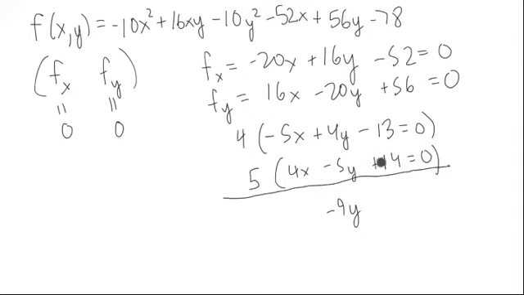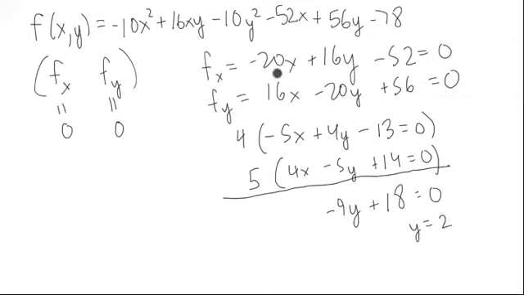And then I have minus 52 plus 70, since 5 times 14 is 70, so you would get 18. Minus 9y plus 18 is equal to 0. So it looks like y is going to be just positive 2. Okay, so y is equal to positive 2.